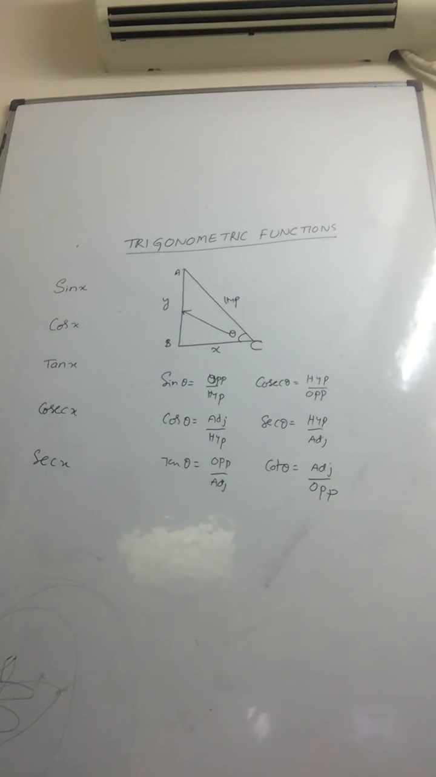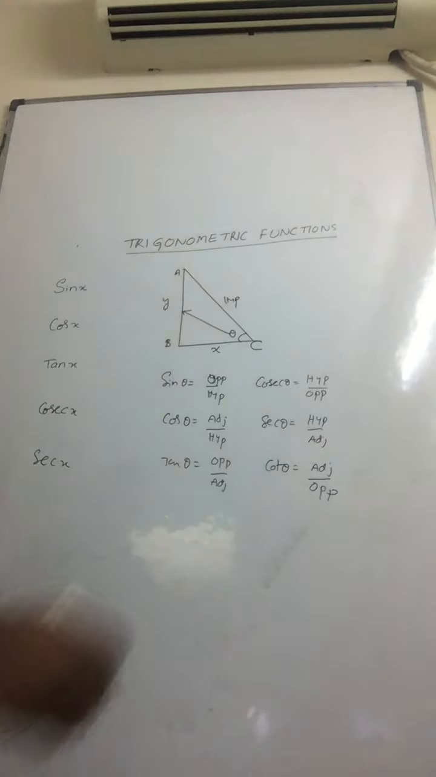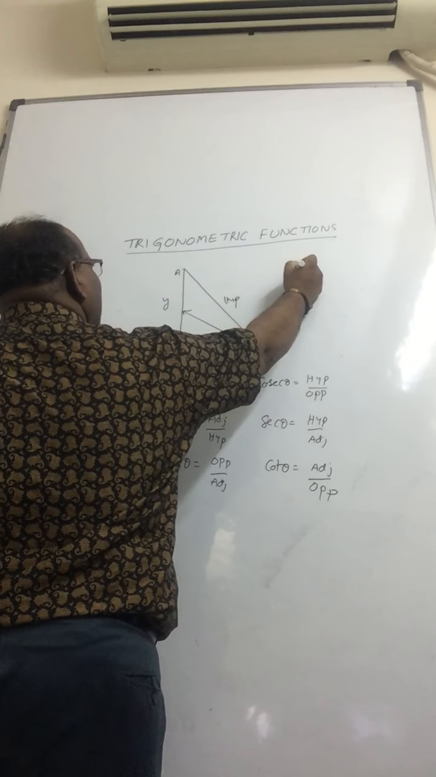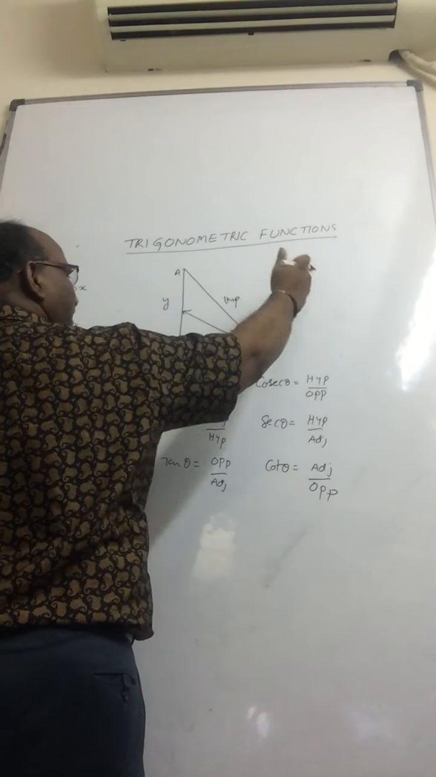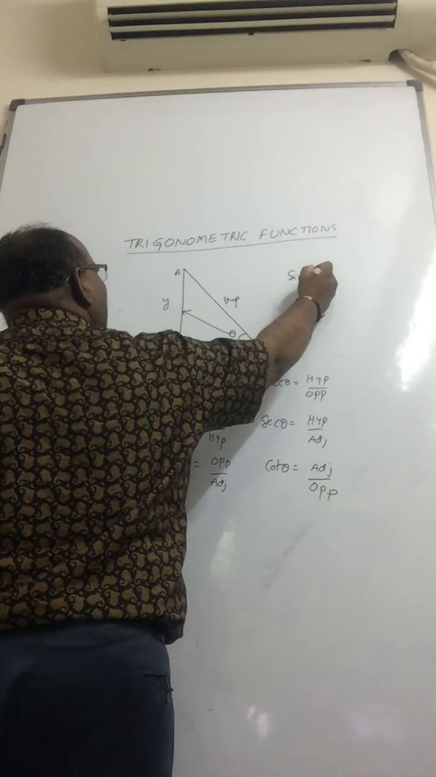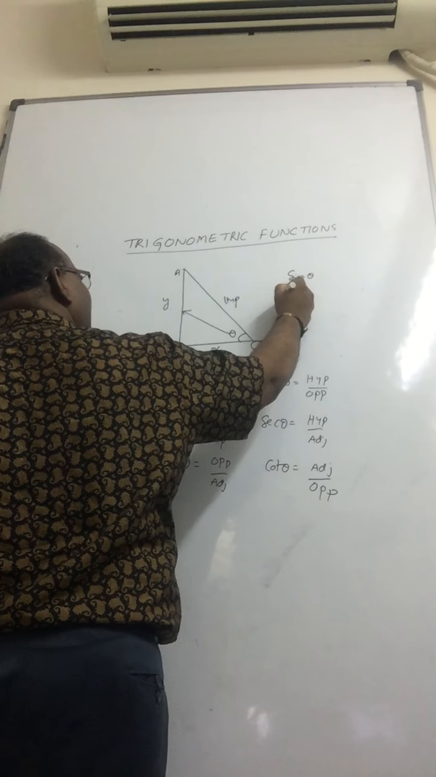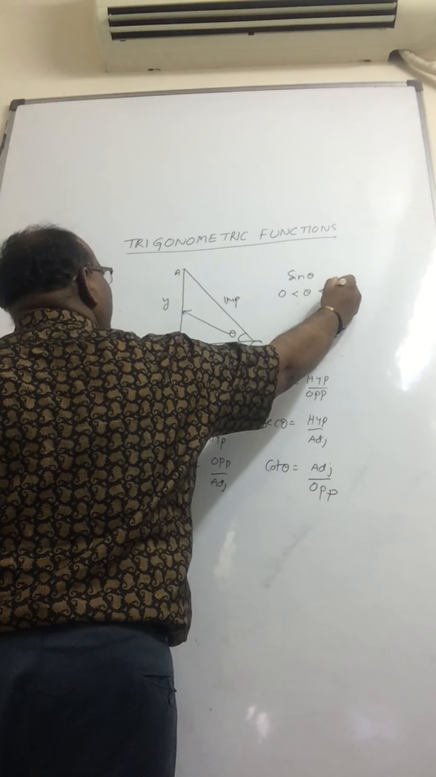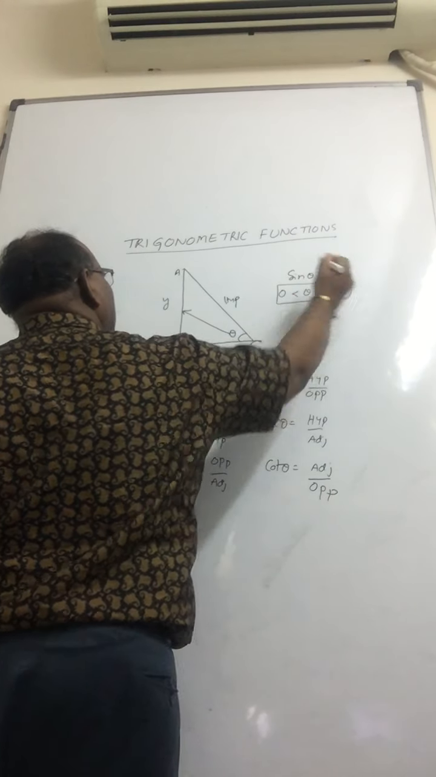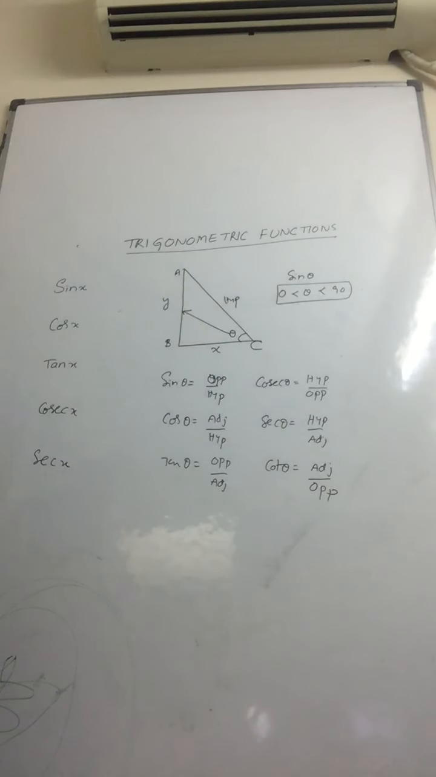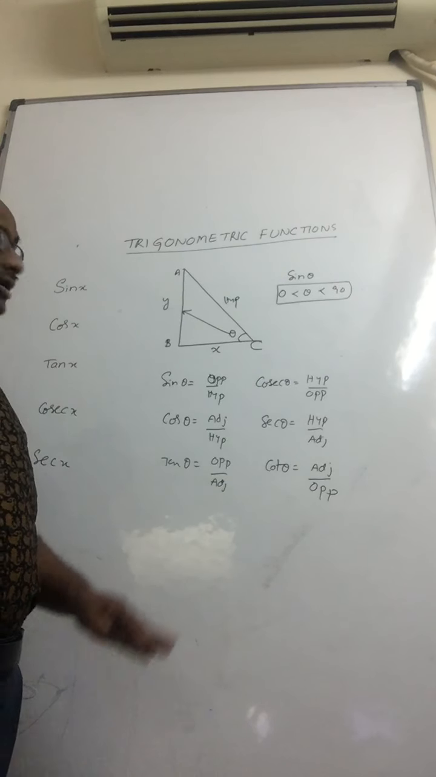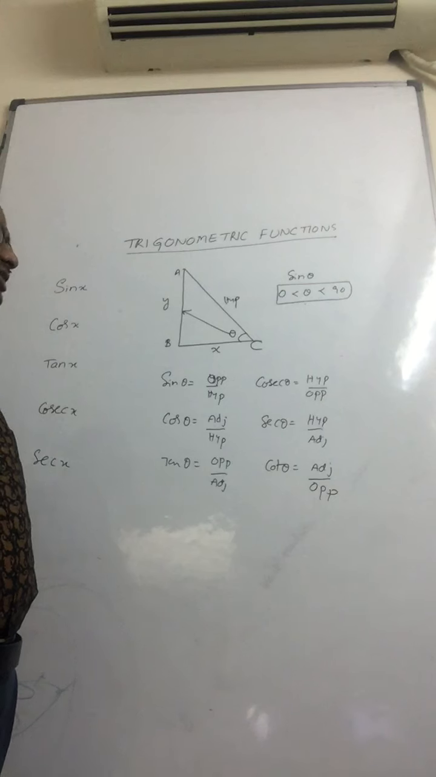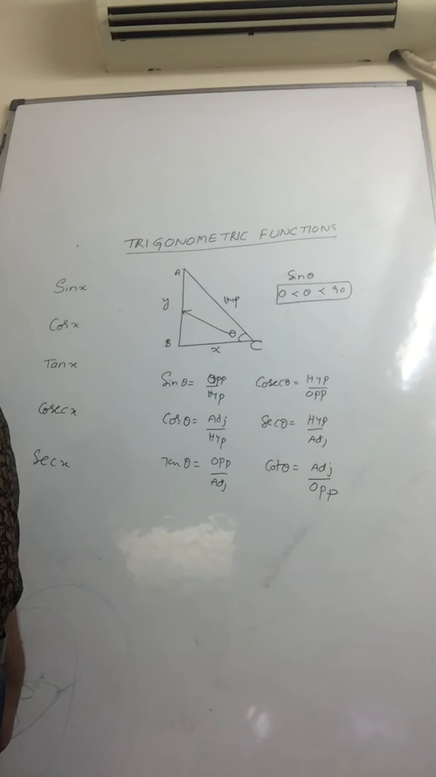So based on these definitions, we can find functional values of sine, cos, tan, cosecant for an angle that lies between 0 and 90. So these definitions are not valid for an angle which is more than 90 degrees.